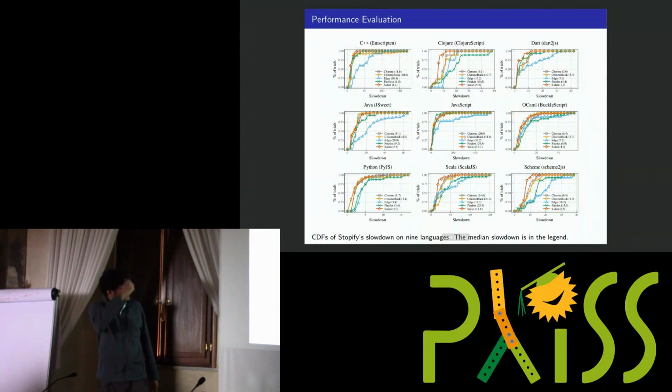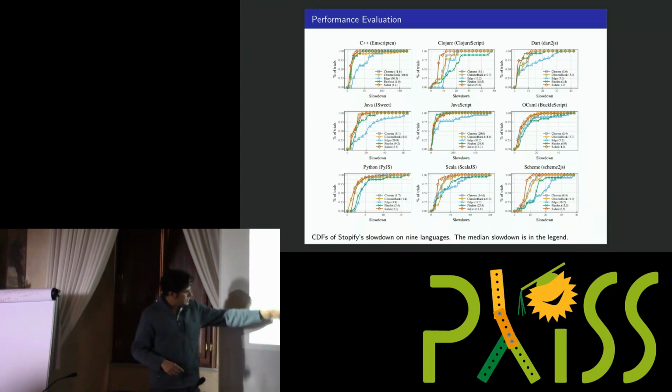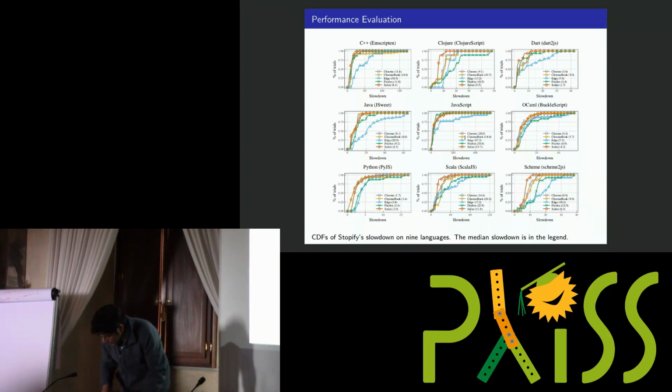Okay. Let me zoom in. We evaluated Stopify on 9 third-party compilers. The approach was to take a compiler, run the benchmark program through it, get JavaScript, and run that program through Stopify with various flag sets, and the flags were a couple of slides ago. We ran it on a bunch of different platforms.